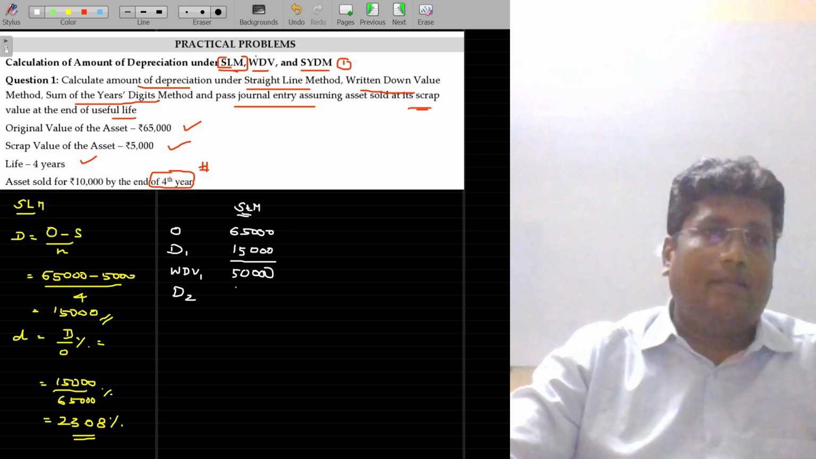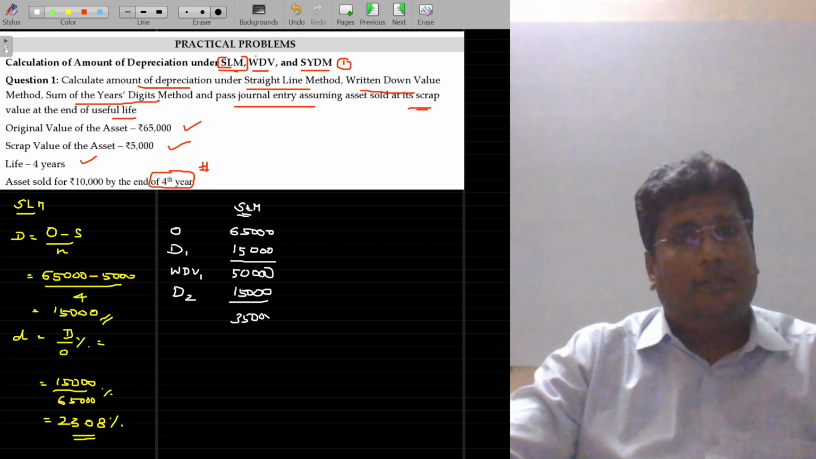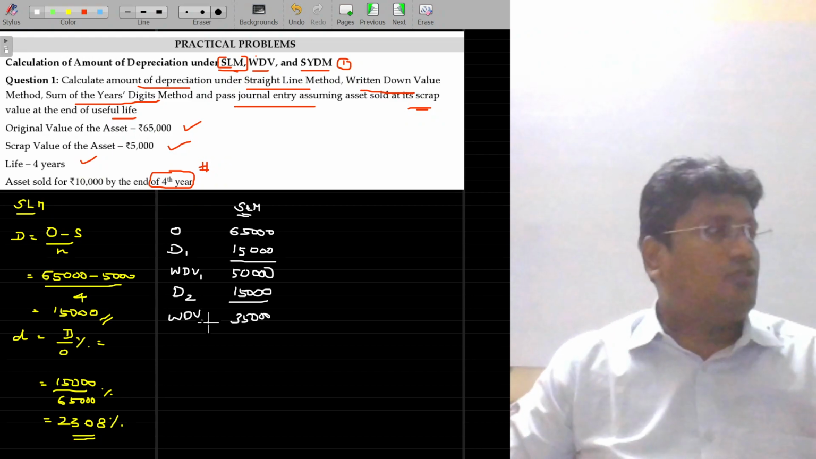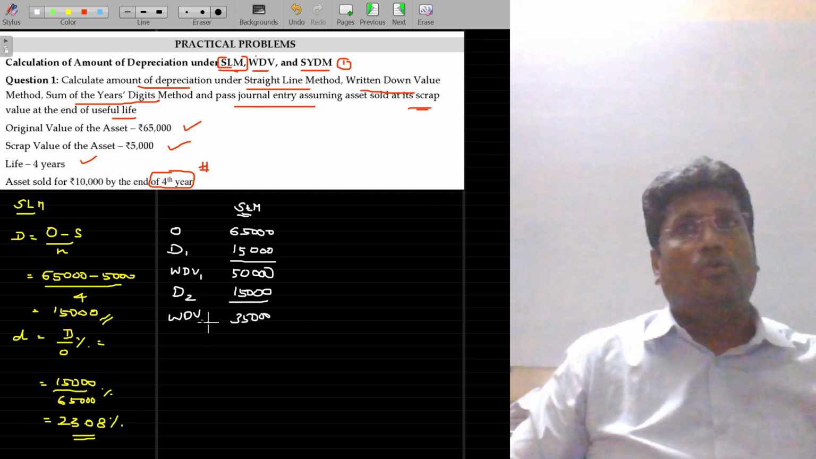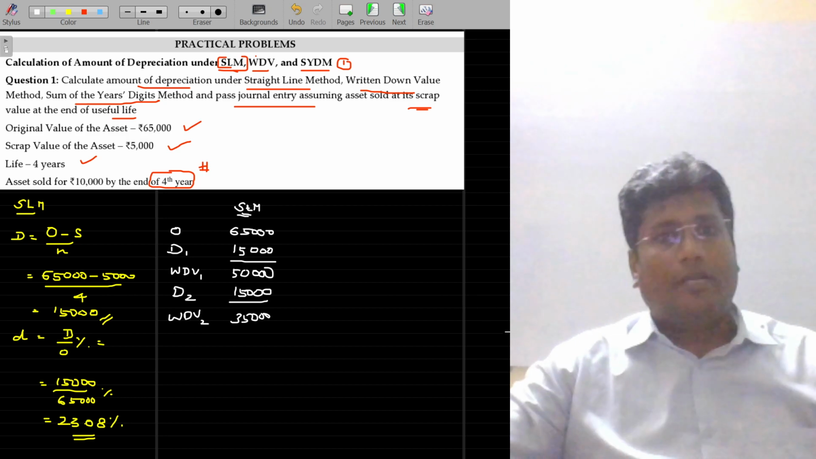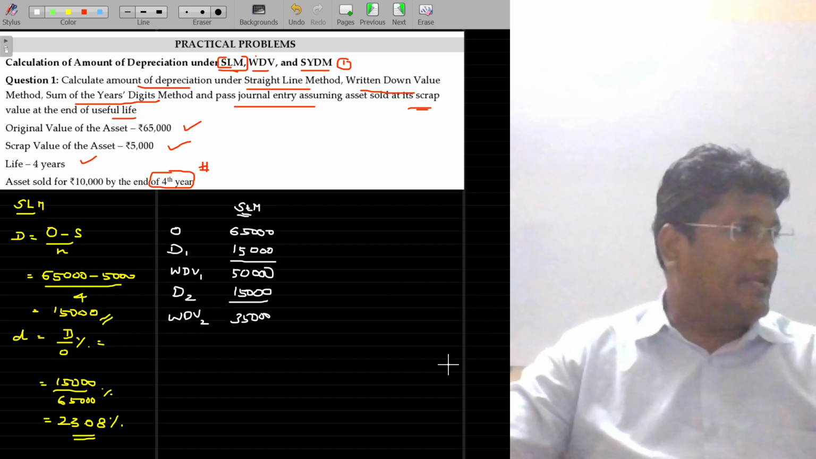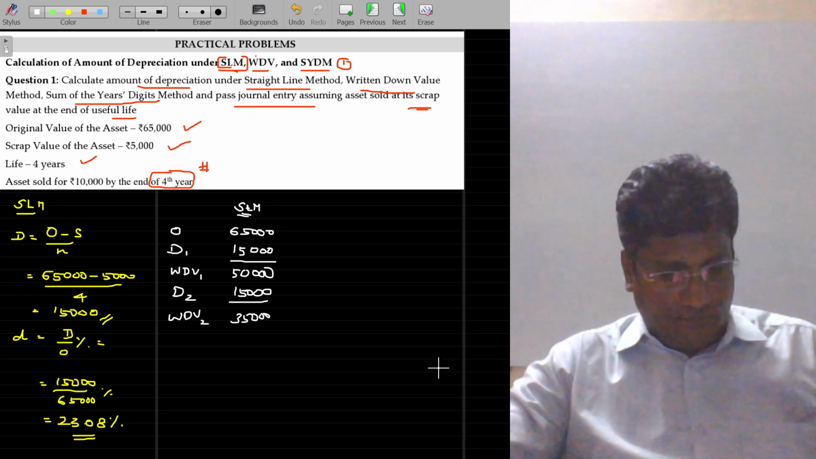So for the second year, the depreciation being 15,000, if I subtract it from the 50,000 rupees, then the WDV for the second year being 35,000. Is that okay? I usually use the subscripts with the numbers 1, 2, 0, whatever it may be, it represents the year. WDV in subscripts, I used 2. It represents the WDV by the end of second year. Is that clear? Hope you could understand.